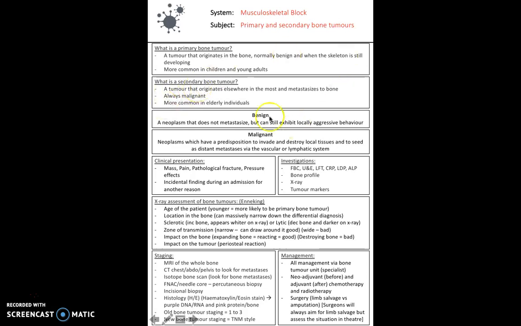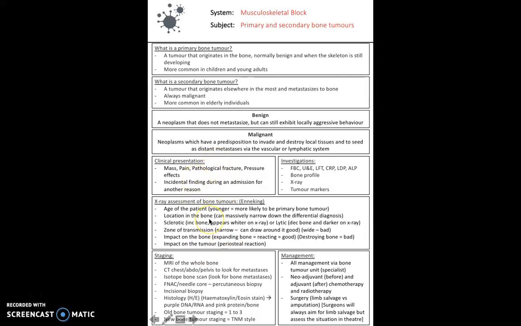It's important to know the difference between key terms such as benign and malignant. A benign tumour is a neoplasm that does not metastasize but can still exhibit locally aggressive behaviour, and a malignant tumour is one that has a predisposition to invade and destroy local tissues and to seed a distant metastasis, in other words to move via the vascular or lymphatic system to elsewhere as well. The presentation of bone tumours may be masses, pains, pathological fractures or pressure effects, but often they are incidental findings during admissions for other reasons.